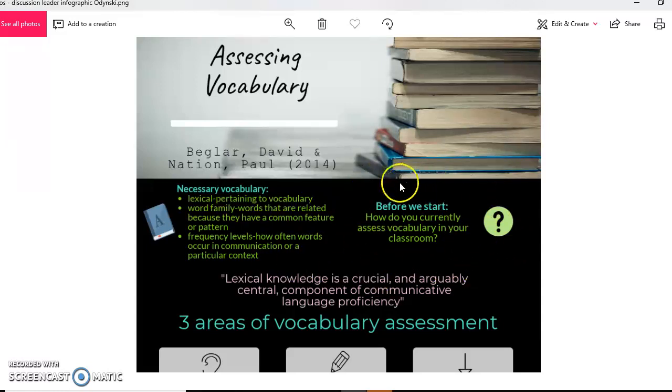Before we start, the question I'd like us all to think about is how you assess vocabulary in your classroom currently. I know we all have different contexts, and for me, being in foreign language, I assess vocabulary formally and informally every single day. So it's very important to me. I do it in a number of ways. Before you start, think: what do you do for vocabulary?